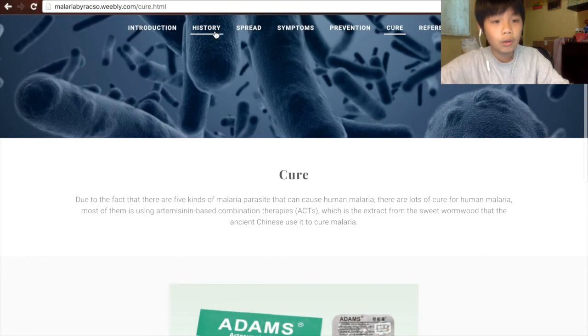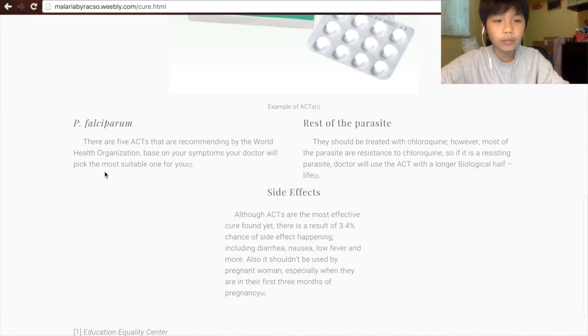For Plasmodium falciparum, there are 5 ACTs recommended by the World Health Organization. Based on your symptoms, your doctor will pick the most suitable one for you. The other parasites should be treated with chloroquine. However, most of the parasites are resistant to that. So if it is a resistant parasite, the doctor should use an ACT with a longer biological half-life.